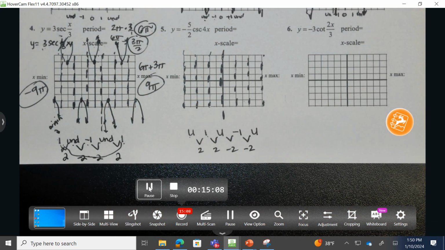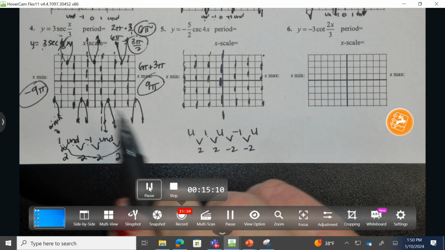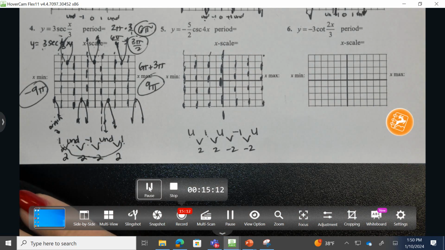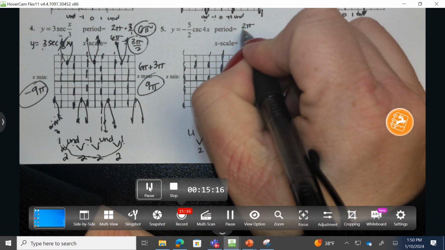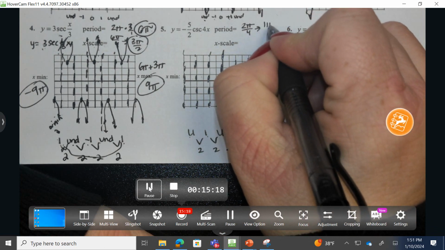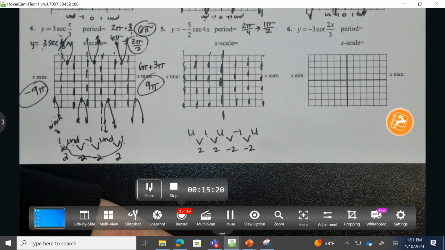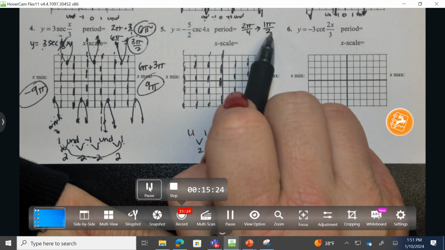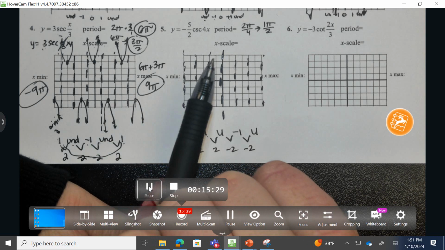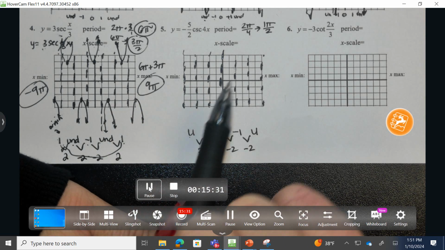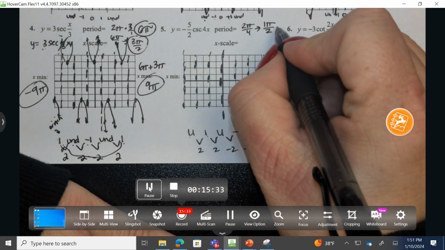Okay, now before I start graphing, let's come back here. Let's figure out what the period length is. So again, cosecant is reciprocal of sine. So I'm going to take 2 pi and divide it by 4, which reduces to 1 pi over 2, also written just as pi over 2. Then we're going to divide this by 4, which is multiplying by 1/4, in order to get the x scale.